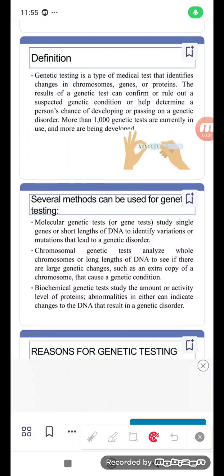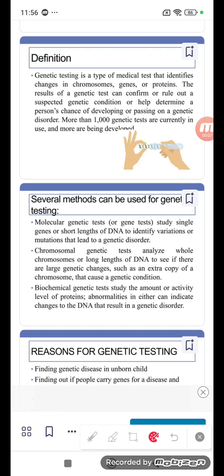My dear students, today we are discussing one of the topics in genetics. The topic is genetic testing. So what is the main aim of genetic testing? It is the identification of abnormal characters of genes, abnormal characters of chromosomes, and abnormal characters of proteins. That is the purpose of the genetic test. That is the main aim.